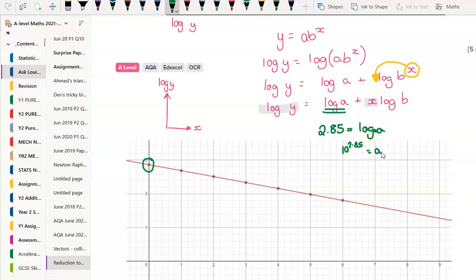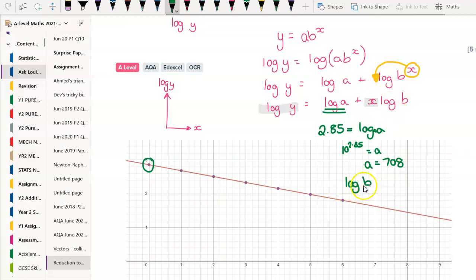So 10 to the power 2.85 equals 707.95. So let's go for 708. So a is 708. Our gradient, which is our log b.